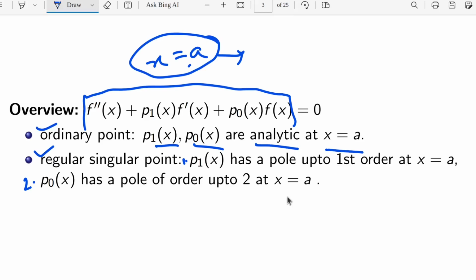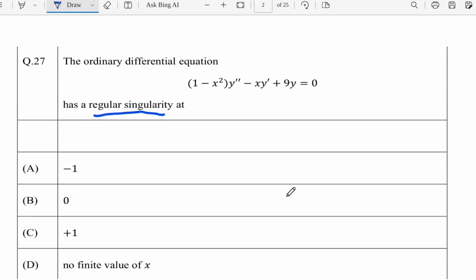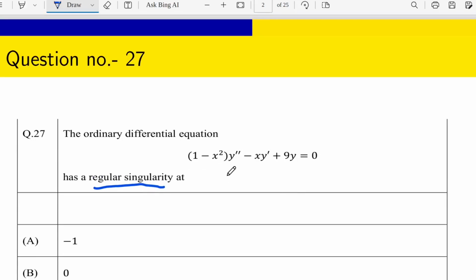And what about the irregular singular point? If these two conditions are not satisfied for x equal to a, then we can say that it is an irregular singular point. Now in that question they are asking which point is the regular singular point. Now we have to rewrite that expression a little bit.